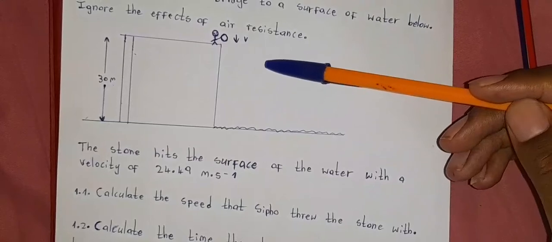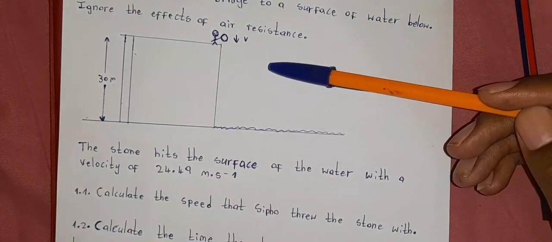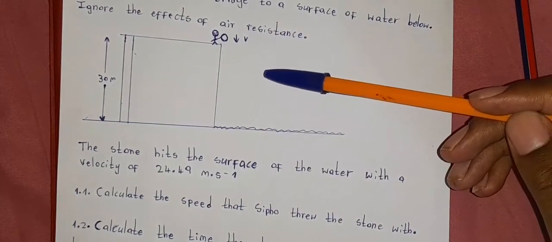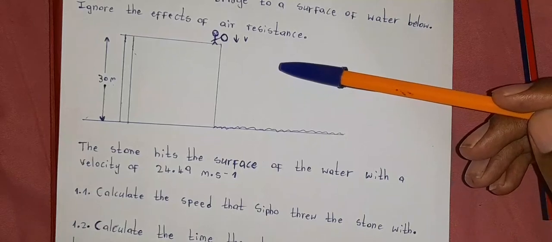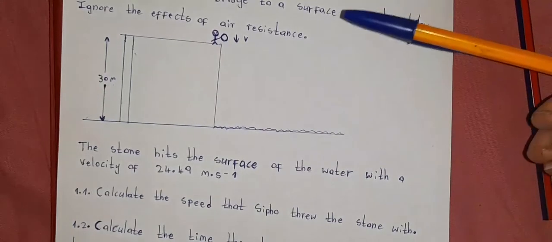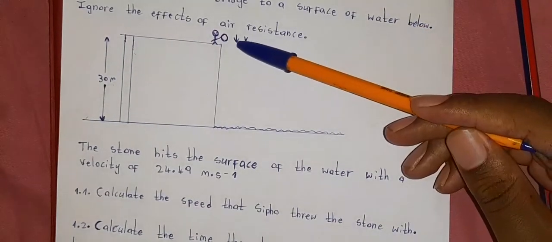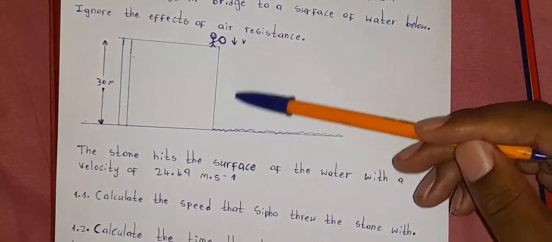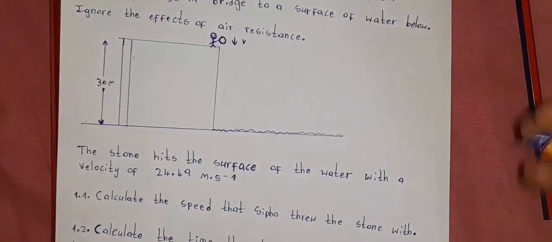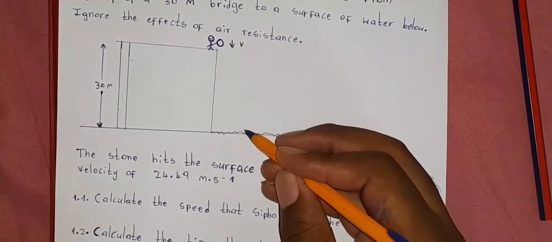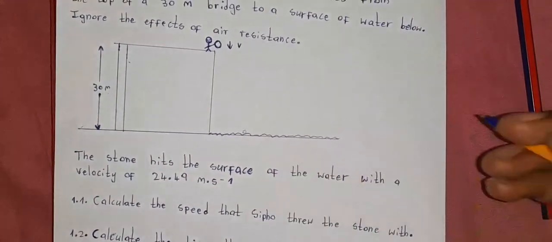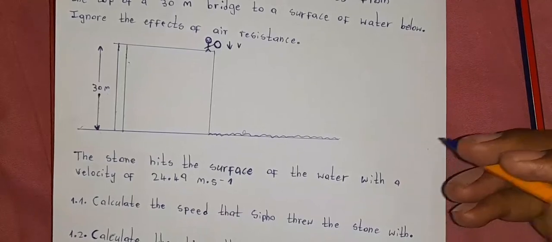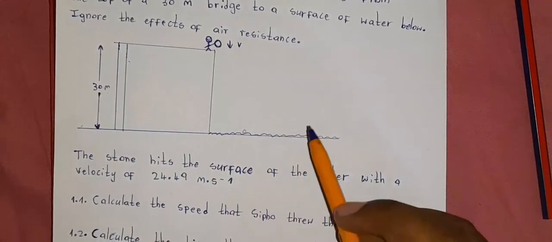What is a free fall? A free fall is a motion of an object under the influence of gravity only. And what will happen? Of course, this stone will hit the surface of water with a certain velocity. We want the velocity just before it hits the water. We call it the final velocity, just before it hits the water.